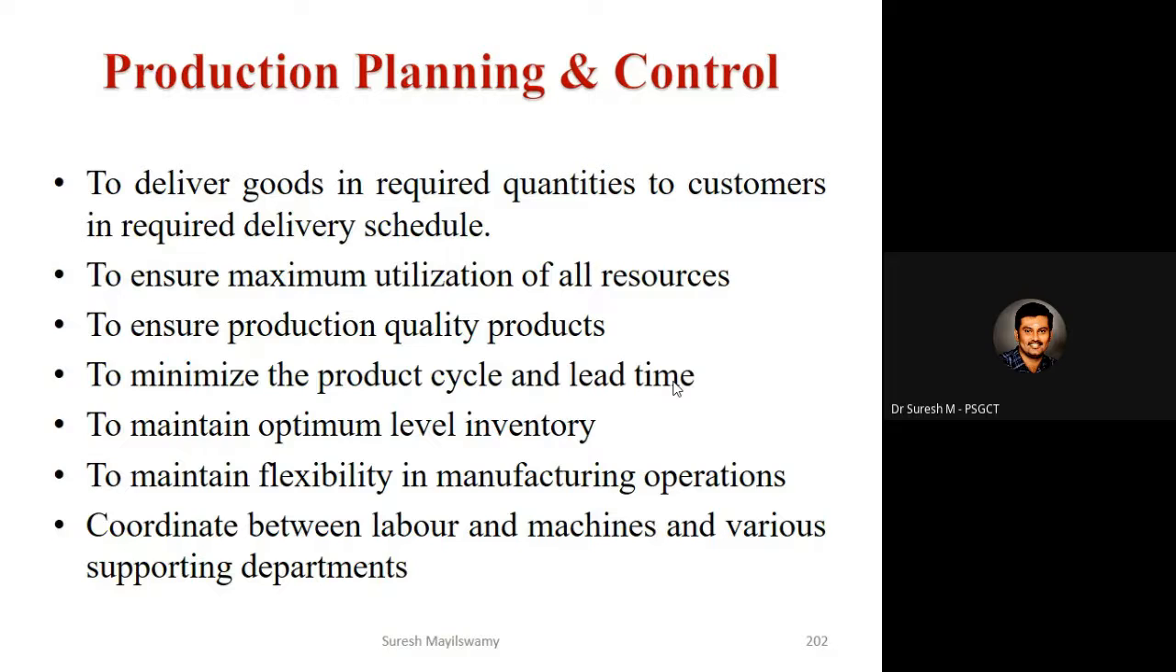To ensure production of quality products, to minimize the product cycle and lead time, to maintain an optimum level of inventory. You all know that inventory is one of the major muda in lean manufacturing. So obviously we need to eliminate the inventory, but it is not at all possible considering a few cases, so that we can at least reduce the inventory. To maintain flexibility in manufacturing operations, coordinate between labor and machines and various supporting departments.